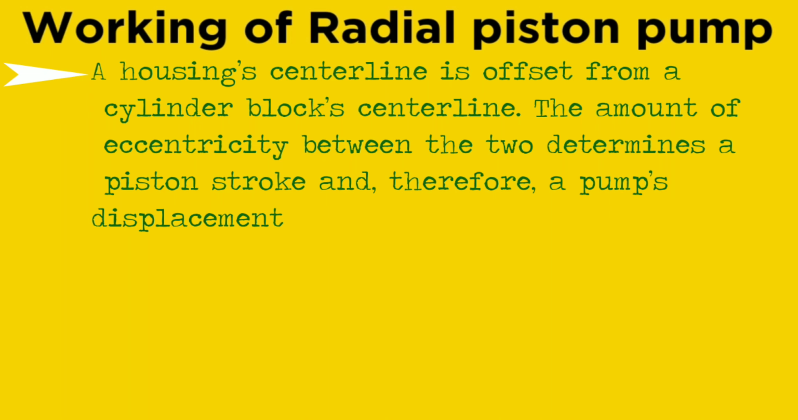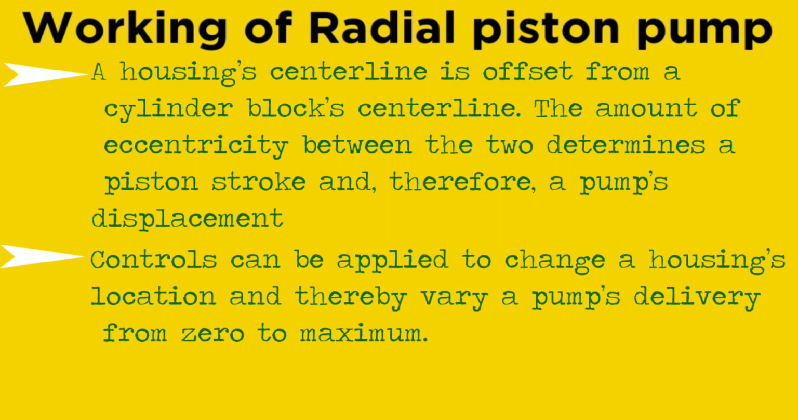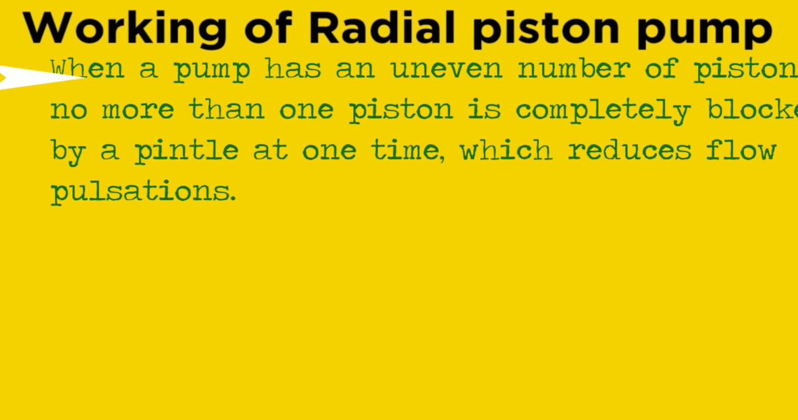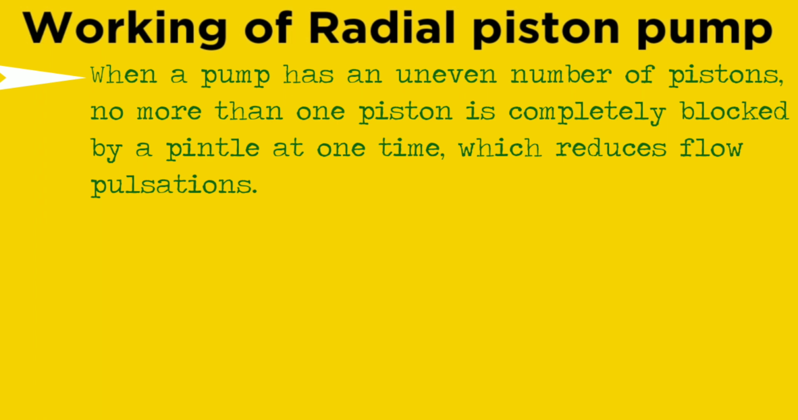The amount of eccentricity between the two determines the piston stroke and, therefore, the pump's displacement. Controls can be applied to change the housing's location and thereby vary the pump's delivery from 0 to maximum. When a pump has an uneven number of pistons, no more than one piston is completely blocked by the pintle at one time, which reduces flow pulsations.